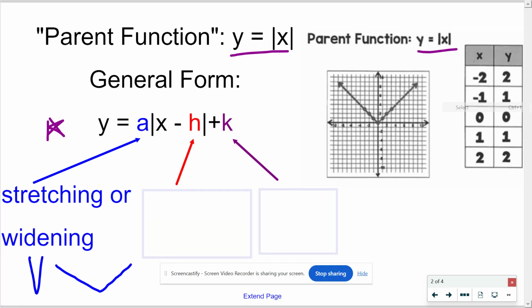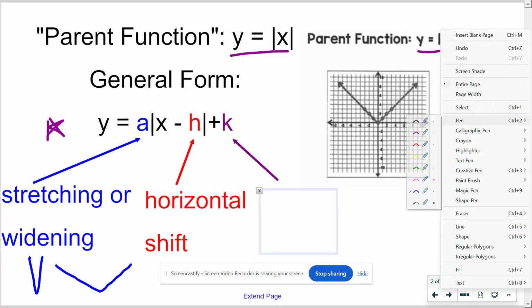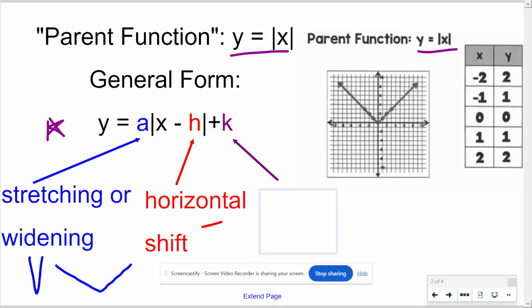The h within the absolute value. Now, a lot of students mess this up. We have x minus h. It always has to be a minus h. So we're looking at the numerical value of h. That is going to be telling us the horizontal shift. So that's going to be telling us how much we are moving left or how much we are moving right compared to the parent function.